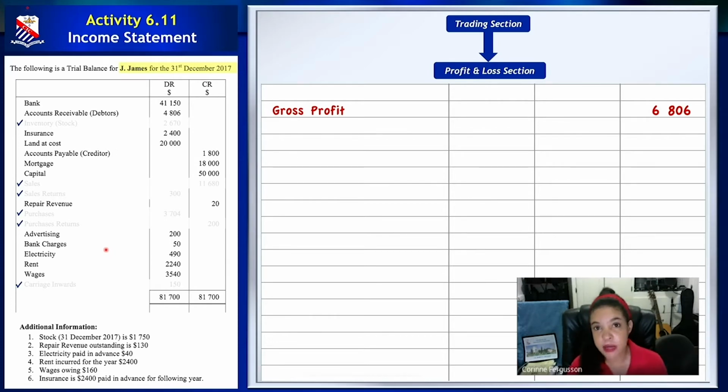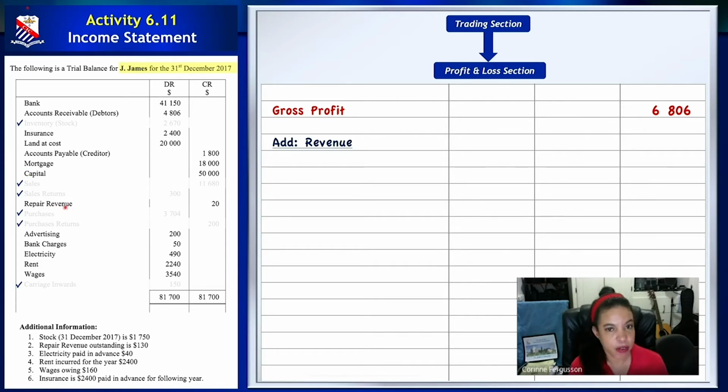And what do we do next, what is the next step? You add revenue. To know what revenue to add, you have to go to your trial balance over on this side, and look for any revenue that you may find there. So is bank revenue new? Accounts receivable new? Insurance, land, accounts payable, mortgage, capital new.